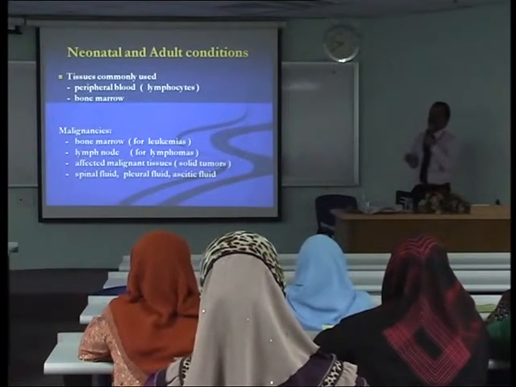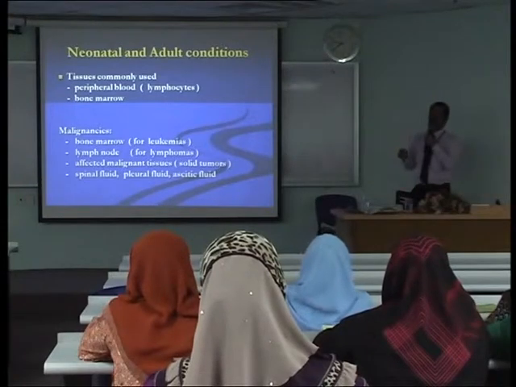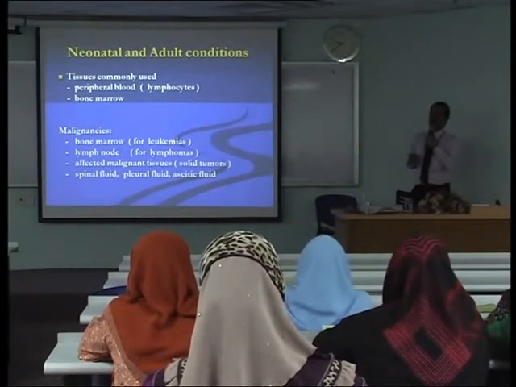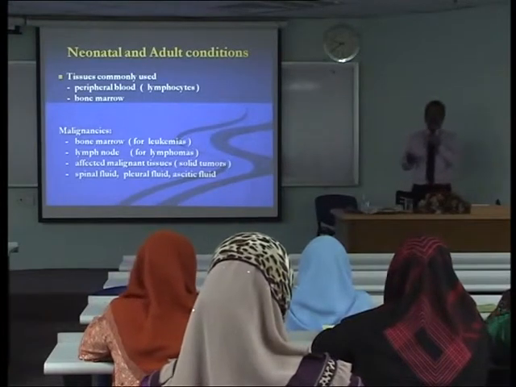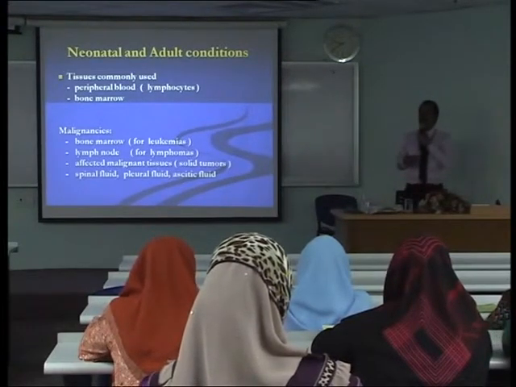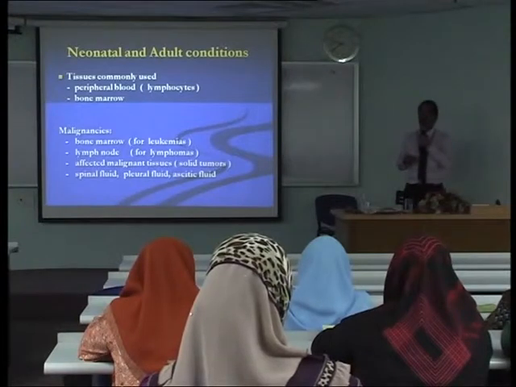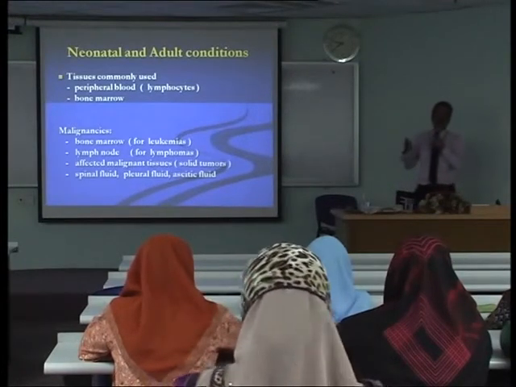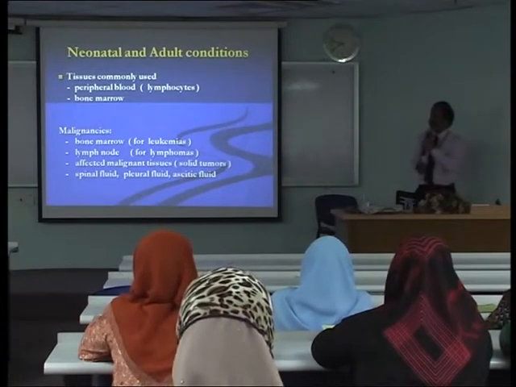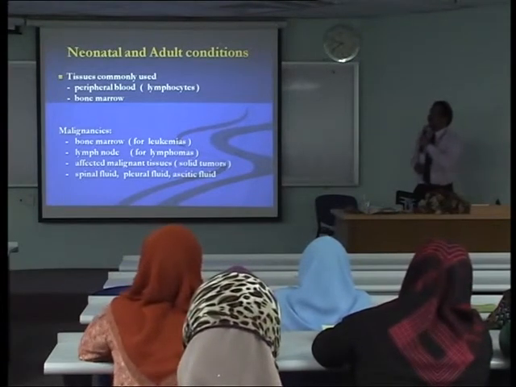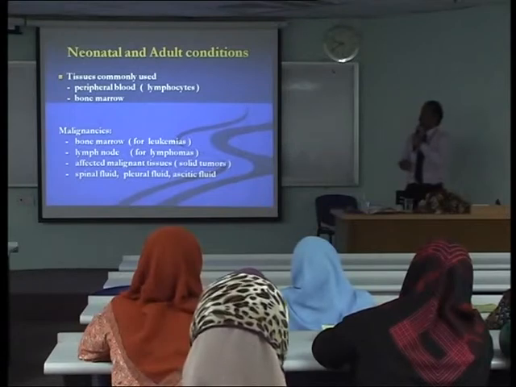But there is some problem with peripheral blood. In peripheral blood, there may not be any dividing cells. All will be mature cells. So in such a case, we have to induce division by adding a chemical known as phytohemagglutinin. Then only the cells will divide. So that is the difficulty with regard to peripheral blood. And then in the case of cancer cells, it depends upon the type of cancer.